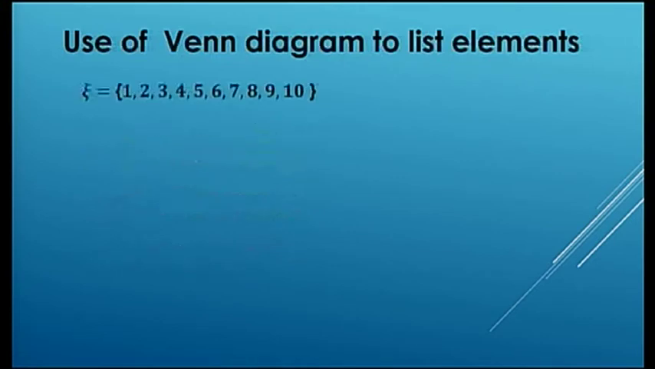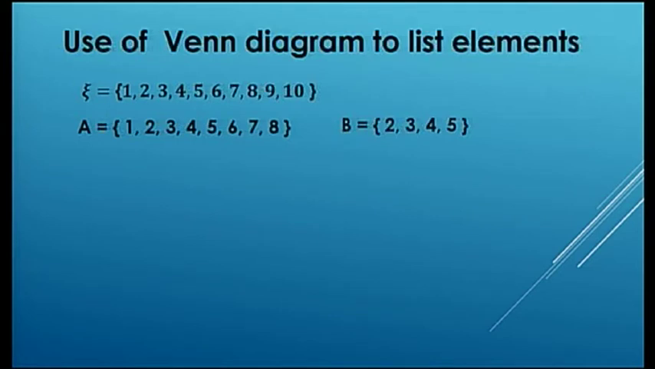Look at the third type of Venn diagram, where we have two sets where one is a subset of the other. Here you can see that B is a subset of A.